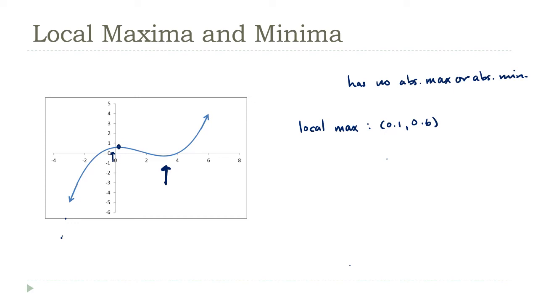And this point over here, if we look at all of the points on either side, just in kind of that narrow neighborhood, it is lower than all of those points. So I would say this function has a local minimum. That is, what do you think that is?